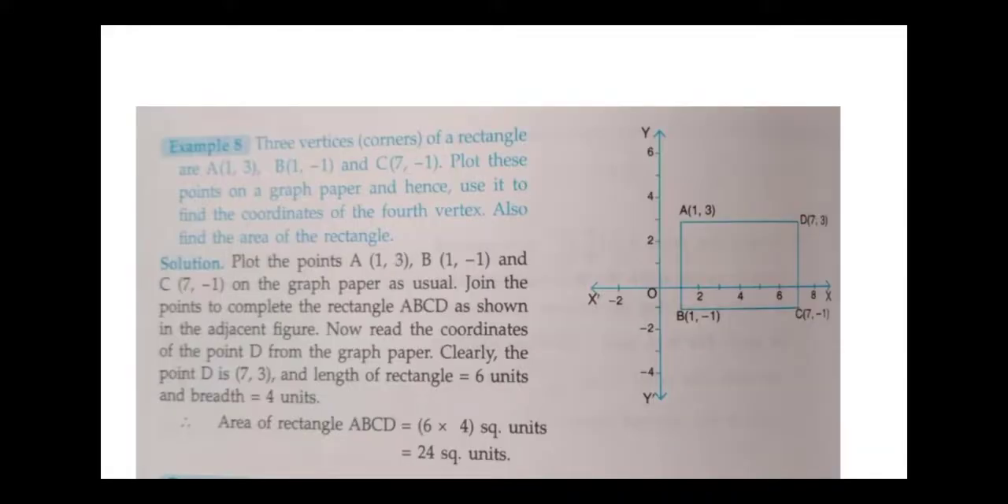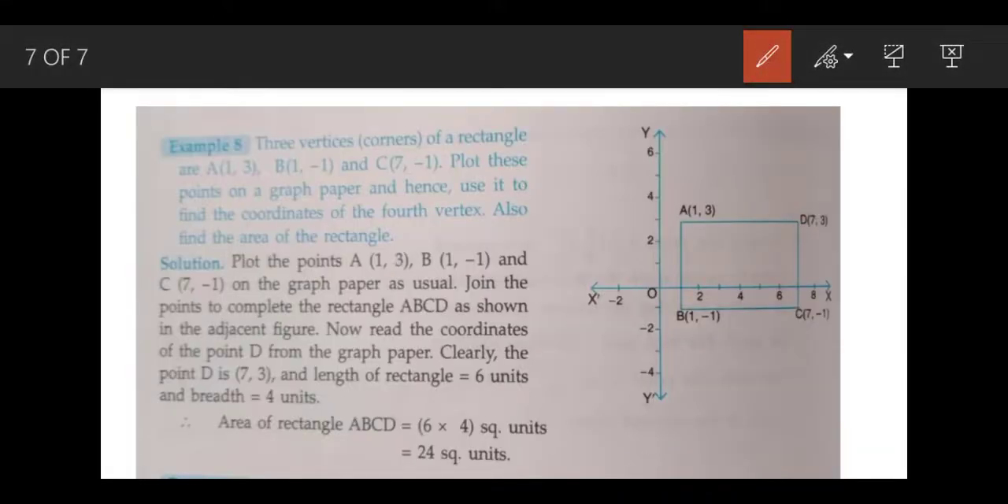Now one more example. We are given the 3 vertices of the triangle ABC. Plot the points on the graph paper. Use it to find the coordinate of the fourth vertex and the area. First of all, we have to form the x-axis and y-axis. We will write 1, 2, 3, 4 and so on. Here they have taken the difference of 2, so 2, 4, 6. It should be equal marking.